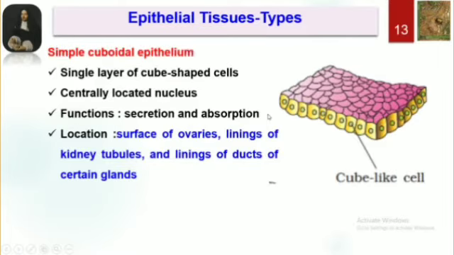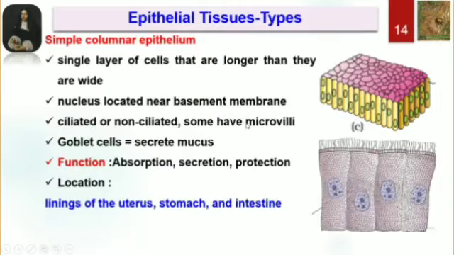Now we talk about simple cuboidal epithelium. In simple cuboidal epithelium, the cells are cubical in shape. The nucleus is centrally located. The major functions are secretion and absorption, and they are located on the surface of ovaries, lining of kidney tubules, and lining of ducts of certain glands. So secretion and absorption are the two major functions performed by simple cuboidal epithelium.